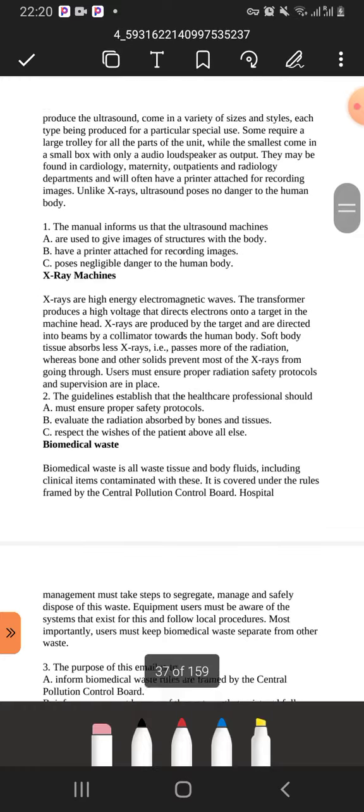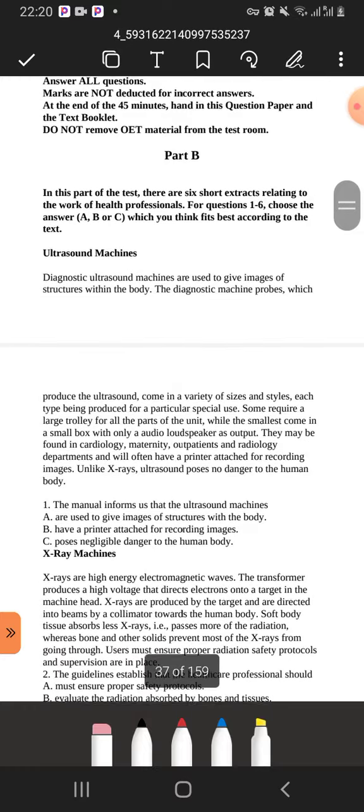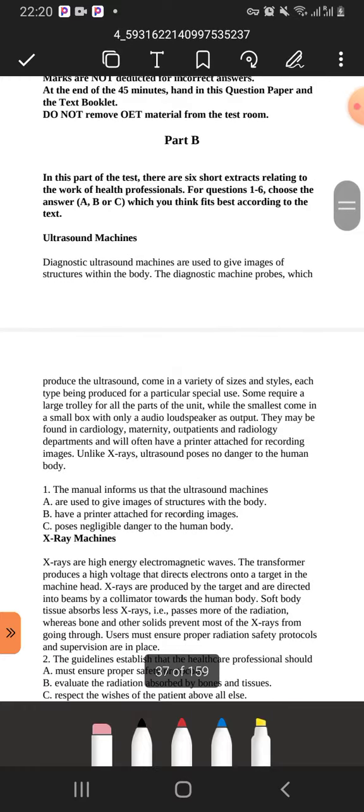Now let's scroll up. Let's go back to the first one, ultrasound machines. So what they are asking for here is the best answer, the best option. Okay, so you have 3 options, option A, option B, and option C in the follow-up questions. And you are only required to pick the best option, the one that best fits with what the examiner is asking you in the question.